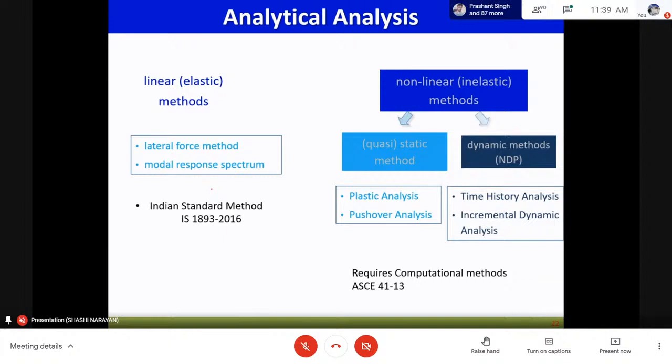They are plastic analysis and pushover analysis, which are quasi-static, and for dynamic analysis, time history analysis and incremental dynamic analysis. What we are going to discuss today mainly is the quasi-static methods, that is plastic analysis and pushover analysis, and also we will discuss what experimental analyses there are. Before that, we'll have a look at the linear elastic methods.